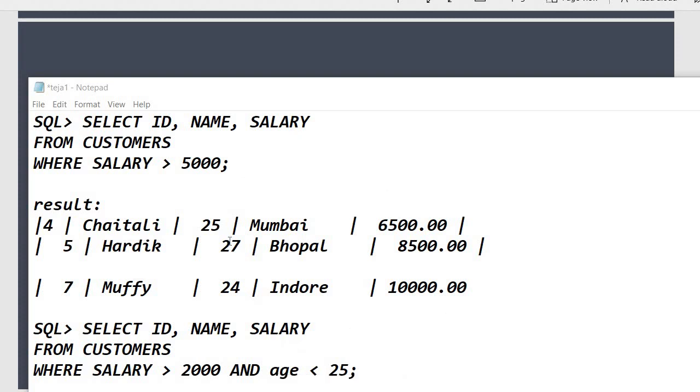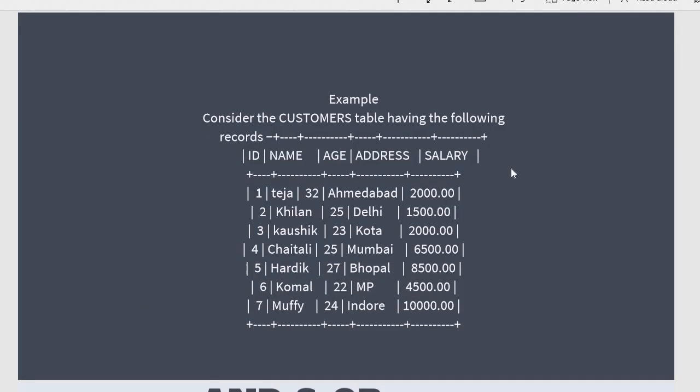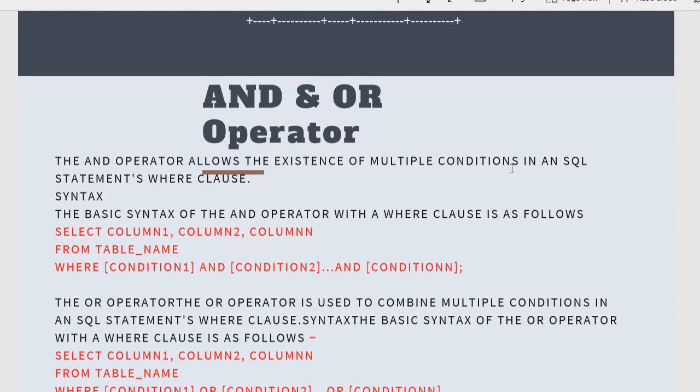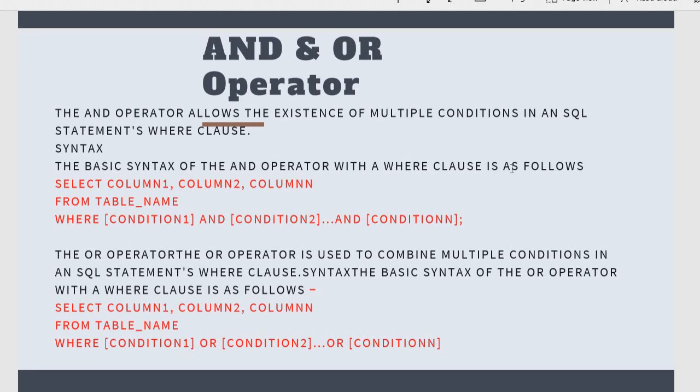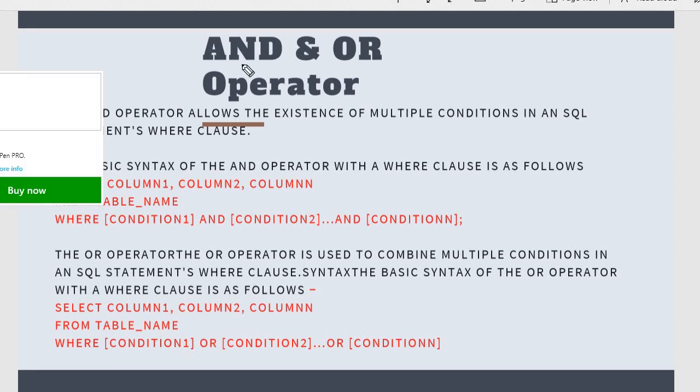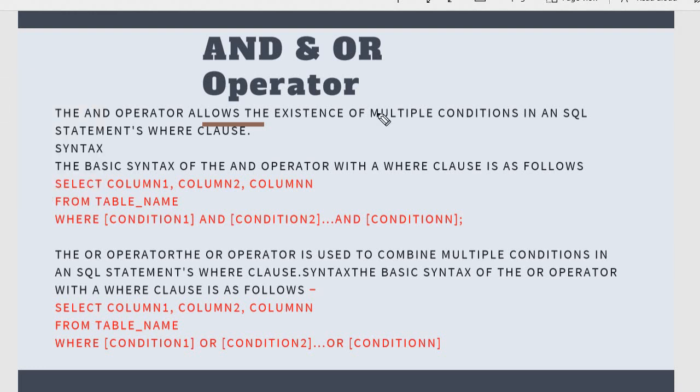Now we'll come to the next thing. The next operators are the AND and OR operators. You are very familiar with these. So what will AND perform? It will perform multiplication, and OR will perform addition, right? So in this AND operator, it will use multiple conditions.